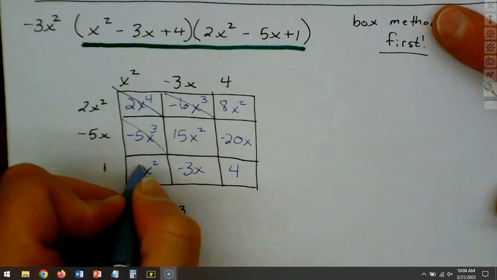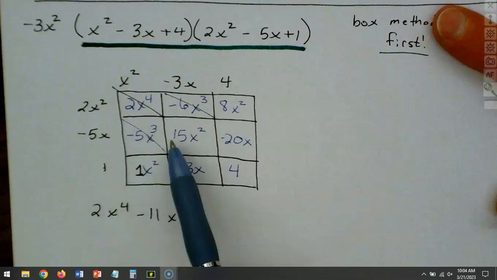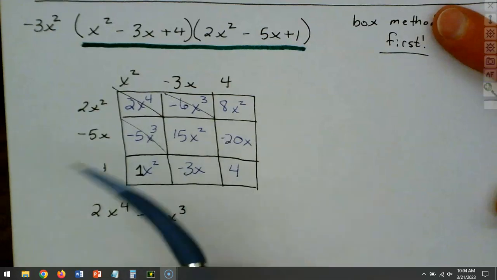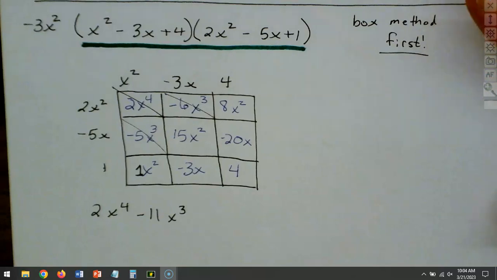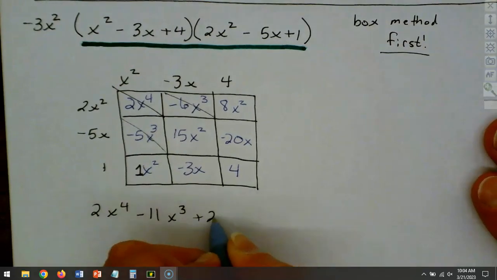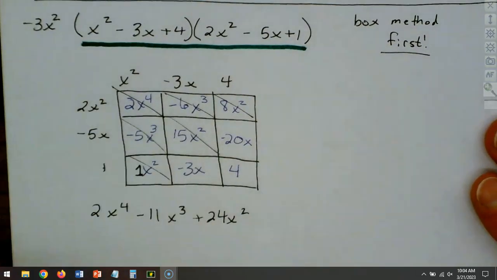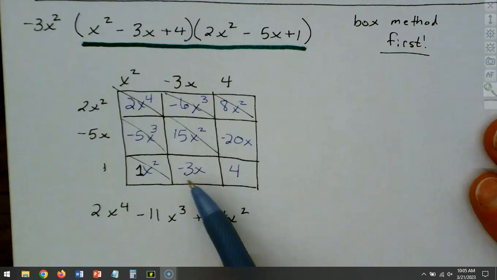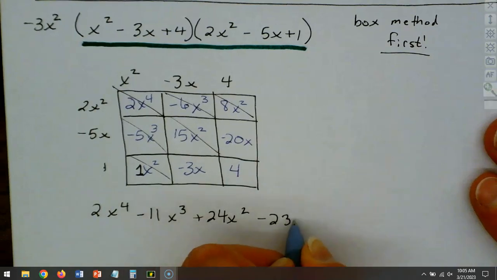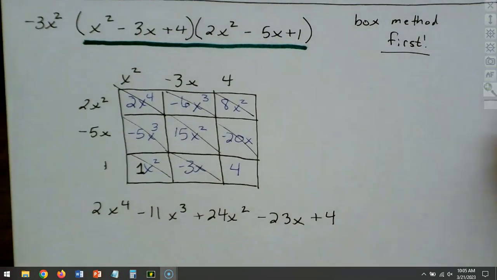And remember, there's a 1 in front of this x squared here. So we have 8, 15, and 1. So that's going to be 9 plus 15. 9 plus 15 should make that a 24, isn't it? Because we have 8 and 1 and 15. Yep, that makes it a positive 24. And that's going to be x squared. So gone, gone, gone. And then we have a minus 20 and a minus 3. Well, that makes it a minus 23x there. And then by itself, we have a 4.